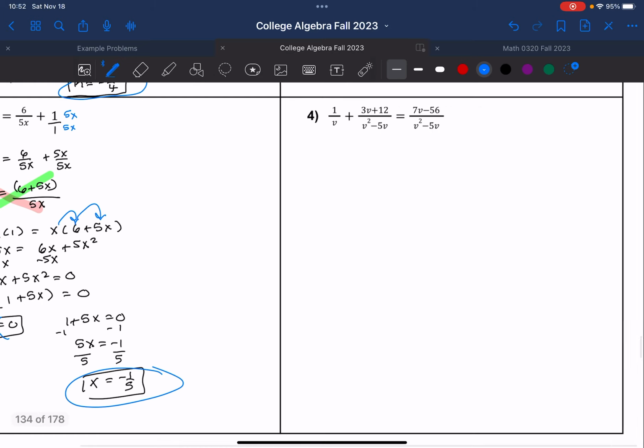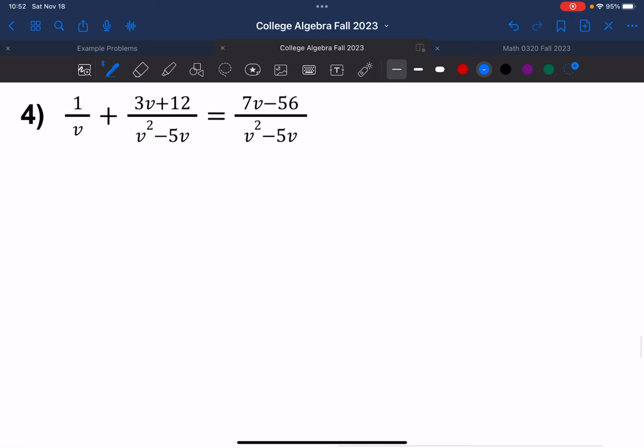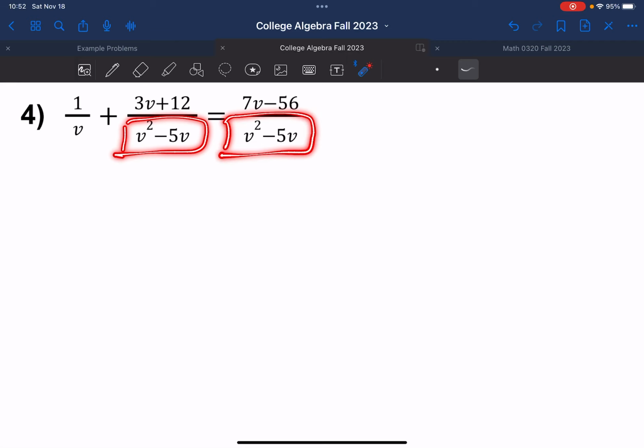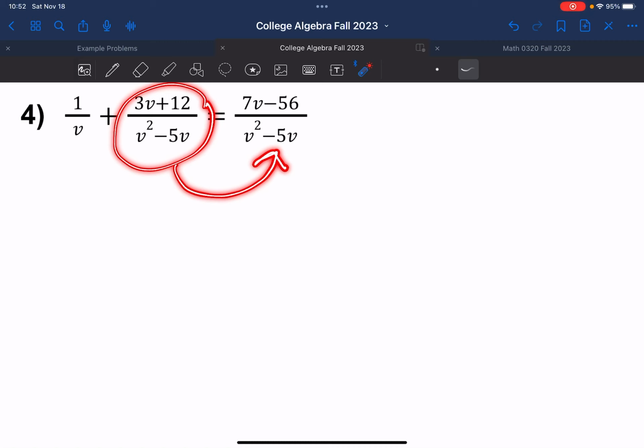Okay, looking at number 4. Number 4, again, we want a fraction equal to another fraction. Notice how we have one fraction here and we have two fractions here. So we could do one of two things. We could try to make this one fraction by getting a common denominator, or notice how these denominators already match. So I could go ahead and move this entire fraction over, simplify, and I wouldn't have to worry about getting a common denominator. So that's what I'm going to do.